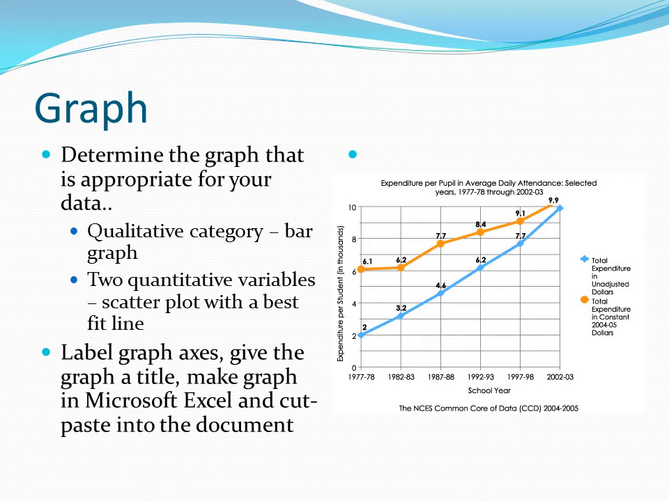Second, give the graph a title. Unlike our last example, the table that didn't have a title, this one actually does, and it's expenditure per pupil and average daily attendance, selected years, 1977 through 78 and 2002 through 2003. So that tells you exactly what this graph is expressing, and that's very important. Another point is you will be making your graph in Microsoft Excel. So if you're not familiar with that graphing feature, we will work on it in class, but we will expect that all of them come from Excel, and you will just cut and paste this into your document.